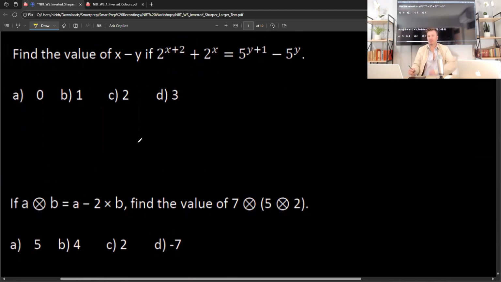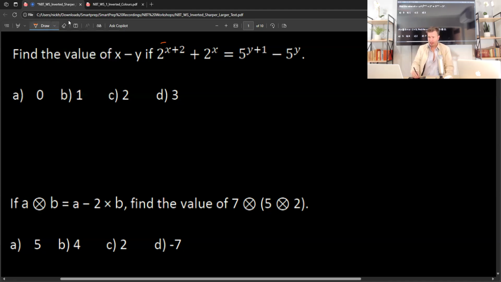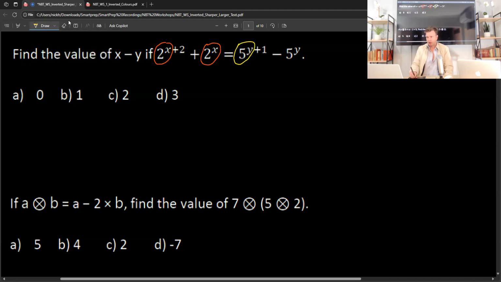Okay, now find the value of x minus y, if 2 to the power x plus 2 equals 5 to the power y plus y minus 5y. So try and look at your fundamentals of exponents that you did in grade 10 for the pure maths people. And if you move to maths lit in grade 11, this may still look familiar. Notice that I've got 2^x and 2^x, and 5^y and 5^y. That's what you've got to spot.